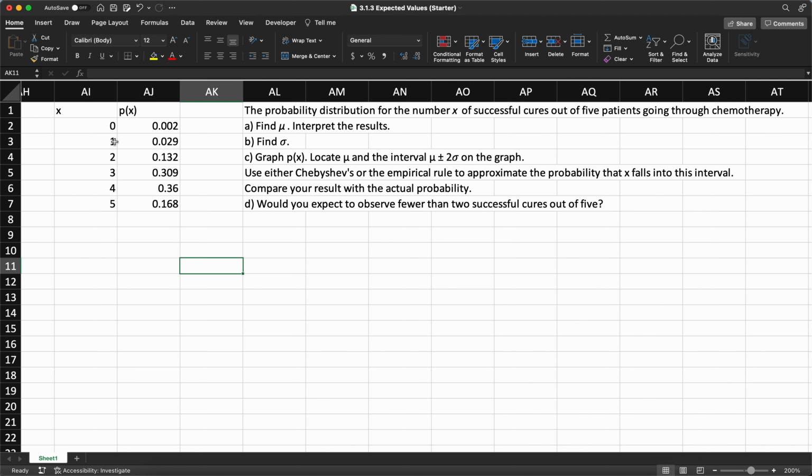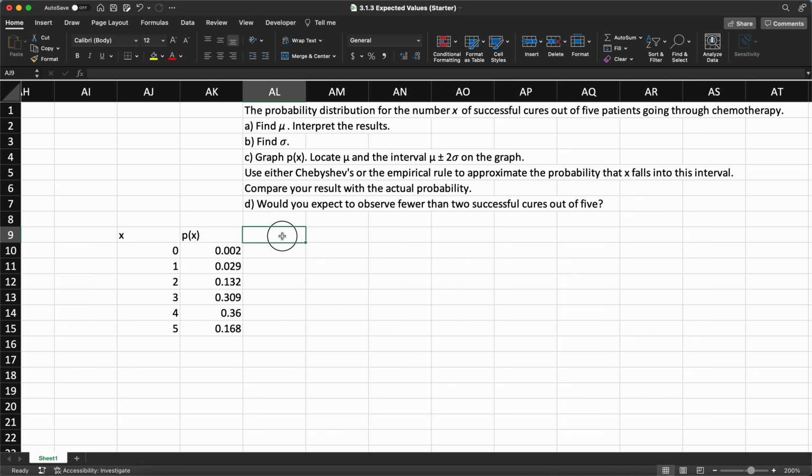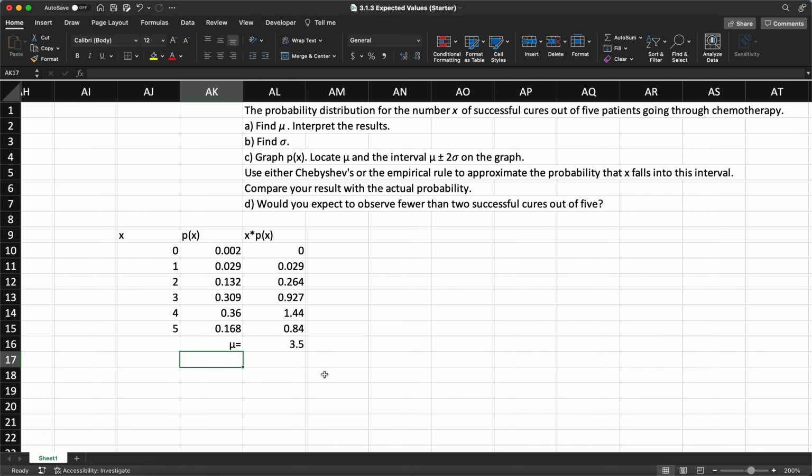So let's start. I'm just going to move my data down a little bit so that we can work with it. So the first thing I'm going to do is find mu. To do that, I'm going to take my X values and multiply them by the probability that they happen. So that's going to be this number times this number. And then we're going to sum up all of those values, and we get 3.5. So this is my expected value, mu.